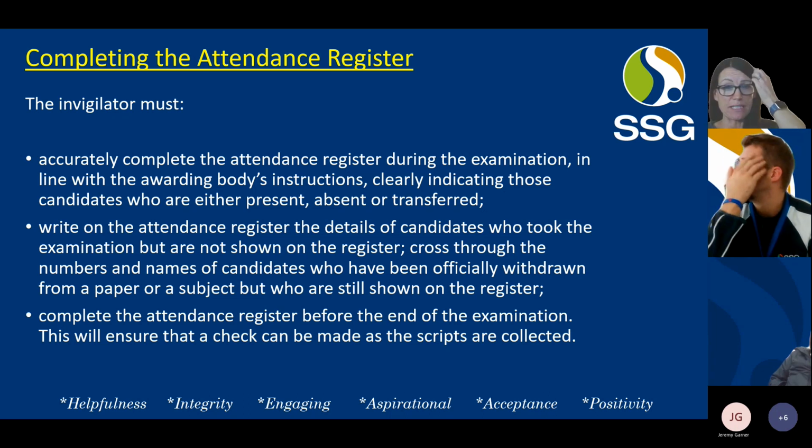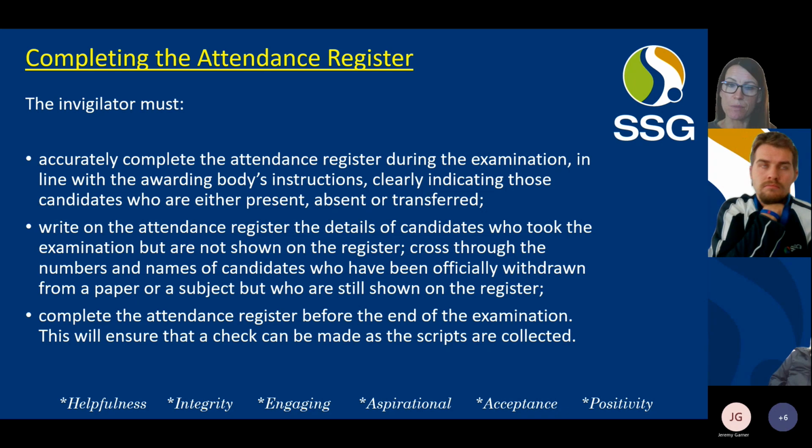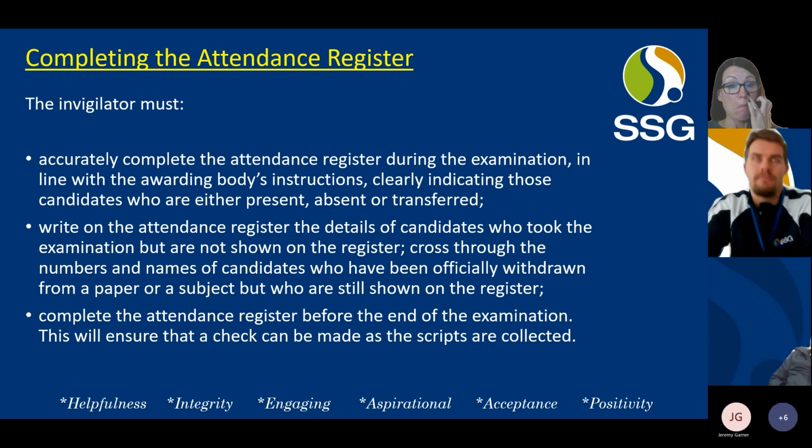So you need to complete the attendance register. As I've said, make sure that you've checked identity and that you've clearly indicated who's there and who isn't there. If candidates are in the room that aren't on the register, you should put them on there, but that should never happen because that should have been identified in advance. Make sure you complete it before the end of the exam. And then as I say, you use that to check that the scripts have come in and that you put them in the order of the candidates on the register.